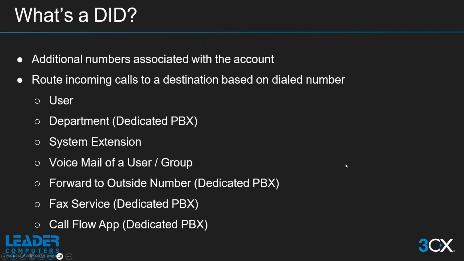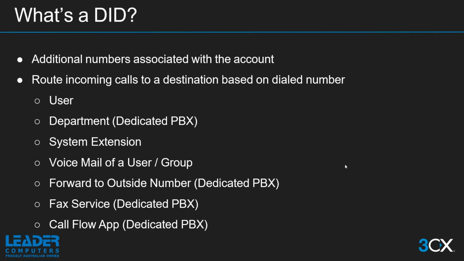What is a DID? DID stands for direct inward dialing, which is basically phone numbers. DID is the technical term for phone numbers, so additional numbers are associated with the account. Direct inward dialing helps route incoming calls to a destination based on the dialed number. The destination can be anything. You can add a number to the trunk and set where the number routes to.